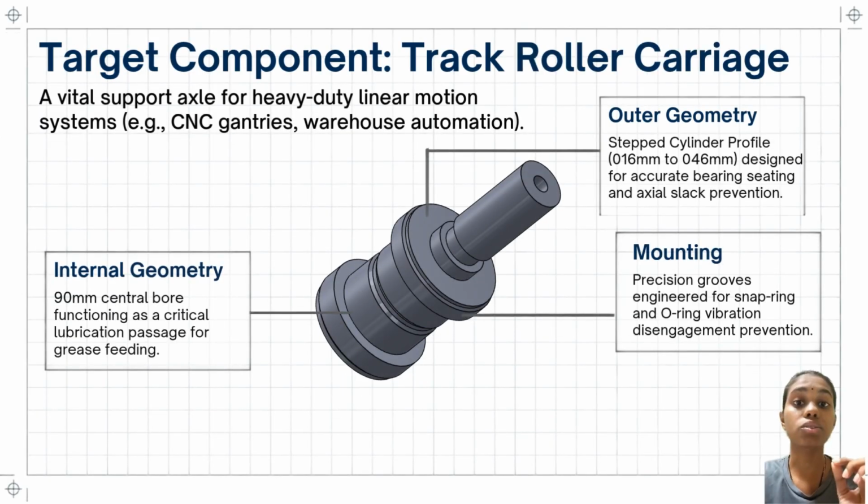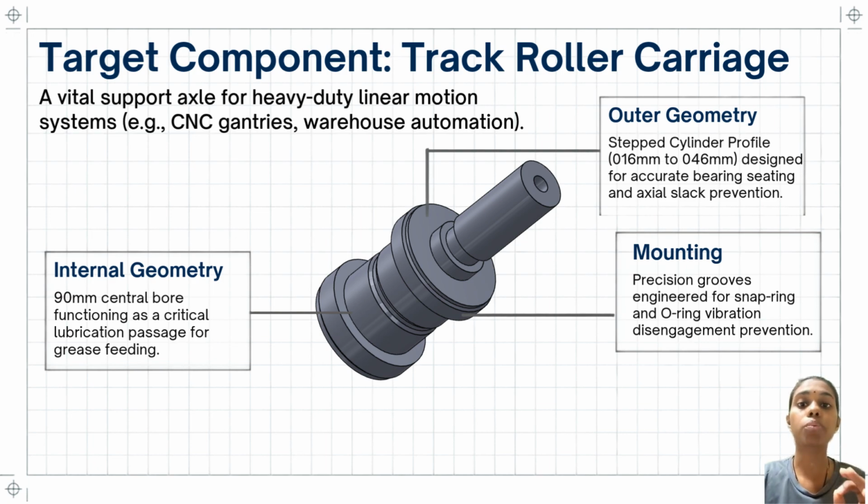These slides introduce our target component, which is the track roller carriage. The track roller carriage is an important support axle used in heavy-duty linear motion systems such as CNC gantries and warehouse automation systems. Its main function is to provide smooth and stable movement while supporting heavy loads.